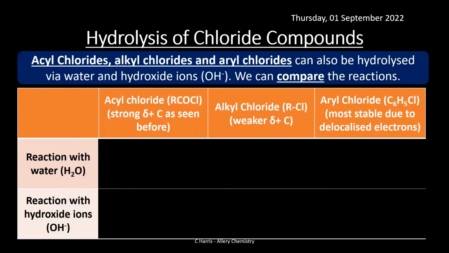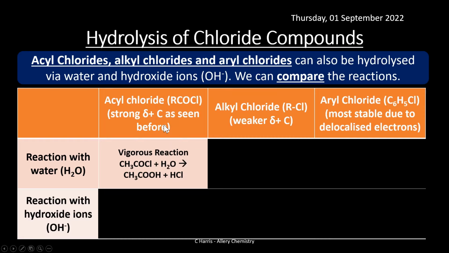Okay, so acyl chlorides, alkyl chlorides, and aryl chlorides. These can be hydrolyzed via water, and we've seen one of them already with acid chlorides. But they can be hydrolyzed via water and hydroxide ions. And what you will be expected to do is to make a comparison between them and understand what's going on here. So we're going to start with acyl chlorides first, and we've just seen this reaction. We know that acyl chlorides react with water and they form your carboxylic acid and hydrogen chloride gas. It's a vigorous reaction, definitely one to be done in the fume cupboard.